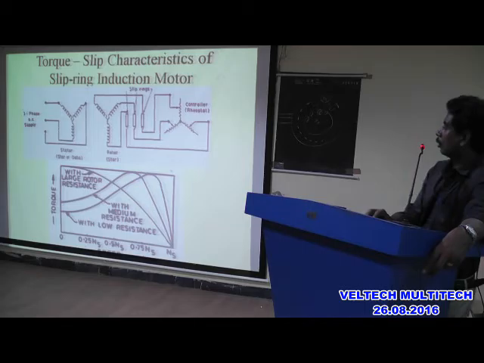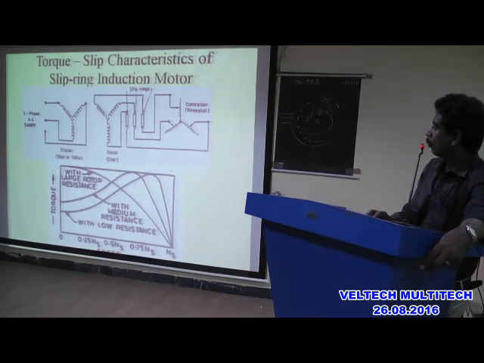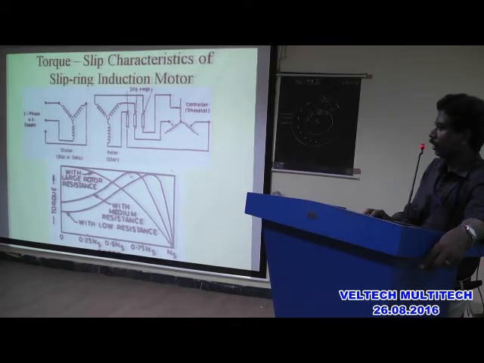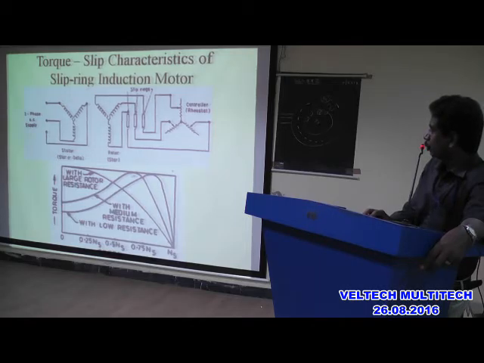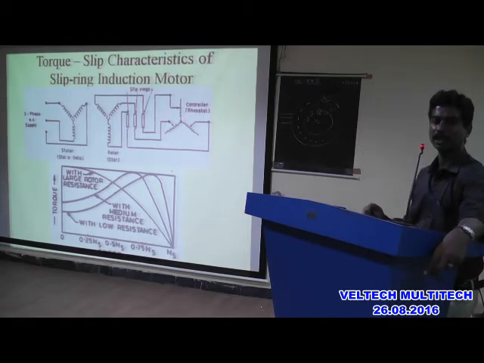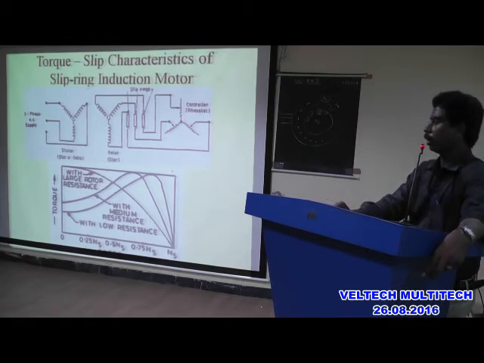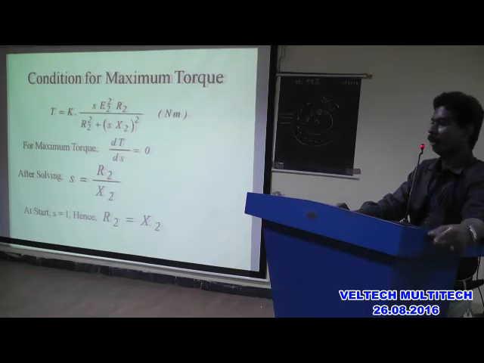Then this is another unique feature of the slip ring. By adding the external resistance, you can even get maximum torque at the time of starting. So if you add more resistance, this is the actual characteristics. Because of the increment in the resistance, this point is shifted here. If you increase the rotor resistance further, you can even move this point to the time of starting. That means you can get maximum torque even at the time of starting by adding the external resistance in the rotor. Then this is the condition for maximum torque. At the time of starting, if you want to get maximum torque, R2 should be equal to X2.